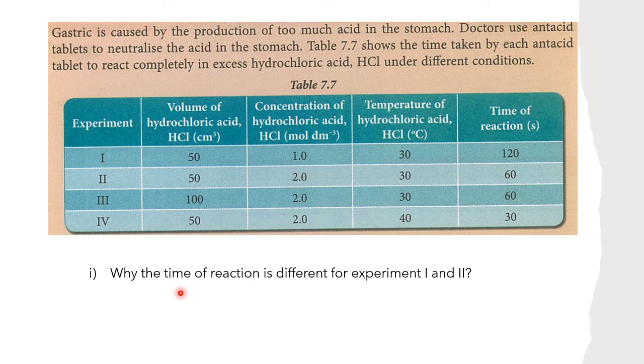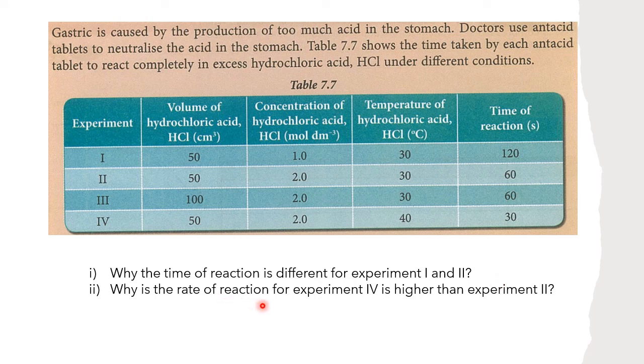So dia tanya why the time of reaction is different for experiment 1 and 2, because experiment 1 uses lower concentration of hydrochloric acid, while experiment 2 uses higher concentration of hydrochloric acid. So experiment 2 has higher rate of reaction, because reaction for experiment 2 is faster than experiment 1.